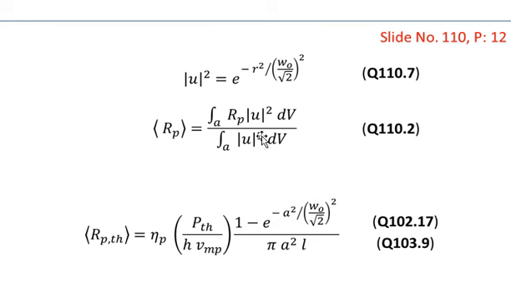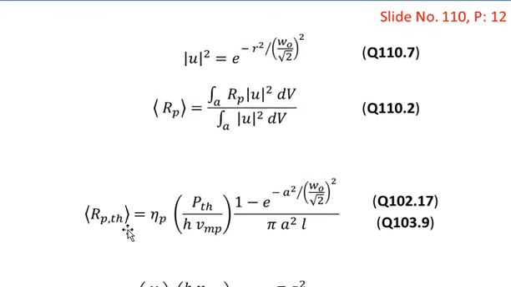If you substitute these two values, the value of rp and the absolute square of u, over here and solve the integral, you will get this value. And you know that this is the threshold pumping, the average value of the threshold pumping rate, and this is given by this expression. Here eta P is the pumping efficiency, PTH is the threshold pump power, h nu P, h nu MP.